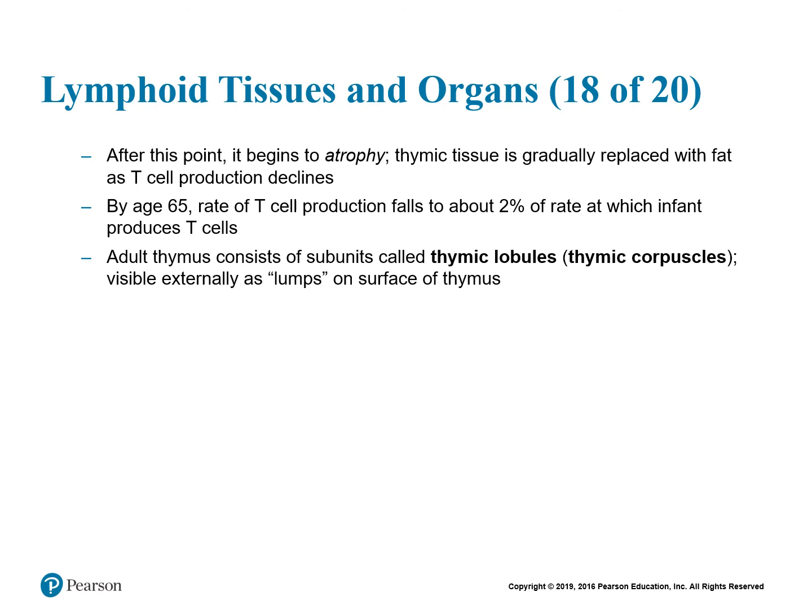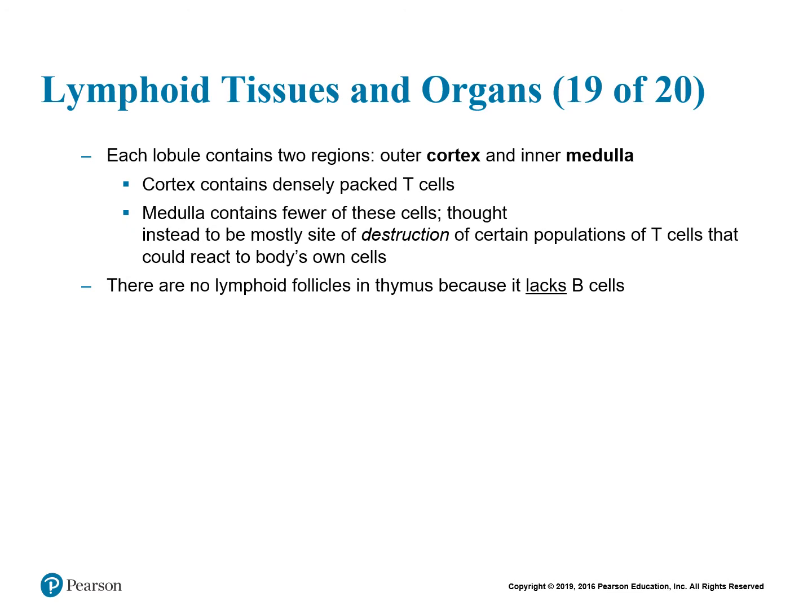So the adult thymus is mainly these little lobules or corpuscles, which are kind of little lumps on the surface of the thymus. And I'll show you an image of what that looks like in a little bit. So each one of those lobules has an outer cortex, just like most of the nodes, and a medulla on the inside. The cortex has a lot of T cells. And the medulla, it has less of that, but it's mainly used for the destruction of some cells that could react to your own body.